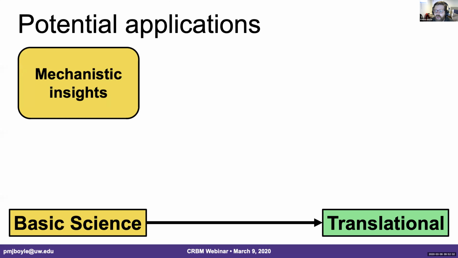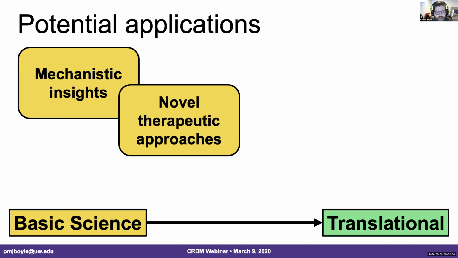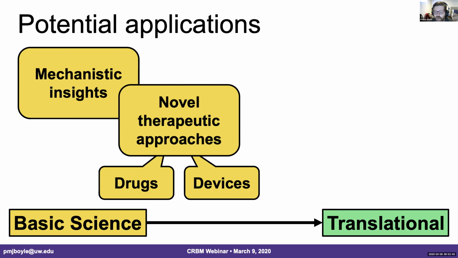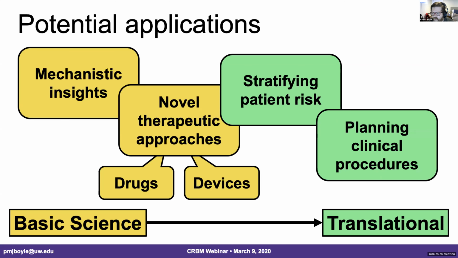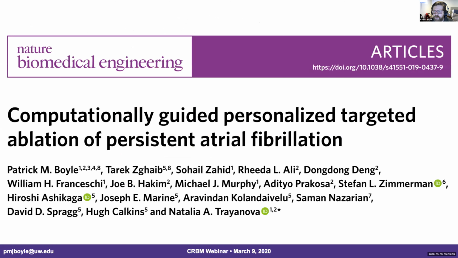So we can use these for many different things that range from basic science to translational applications. We can drive mechanistic insights about how arrhythmias happen. We can develop new therapeutic approaches, including drugs and different devices. We can use these in a translational context to stratify patient risk. So once we've reconstructed a population of models, we can pinpoint which individuals might be more likely to have a future that includes arrhythmia. And finally, we can plan clinical procedures like catheter ablation, where tissue is selectively destroyed in order to eliminate the substrate for reentry, which drives arrhythmia.